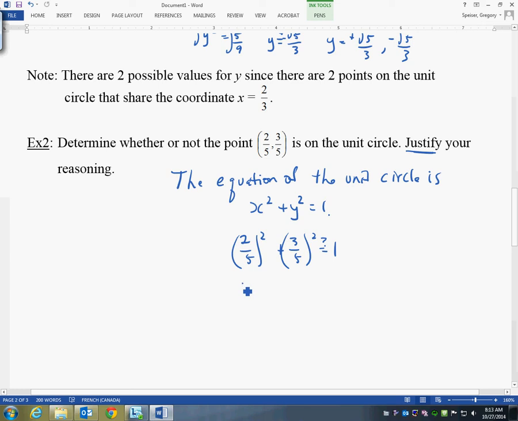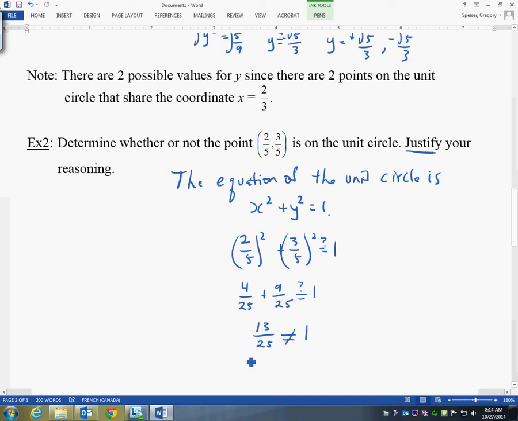So 2/5 squared is 4/25, right? Because I have to square the 2 and square the 5, plus 9/25 is equal to, I wonder, is it equal to 1? I got that question mark over top, so it's going to be 13/25, which is not equal to 1, right? So one more little bit of writing just to justify the answer.